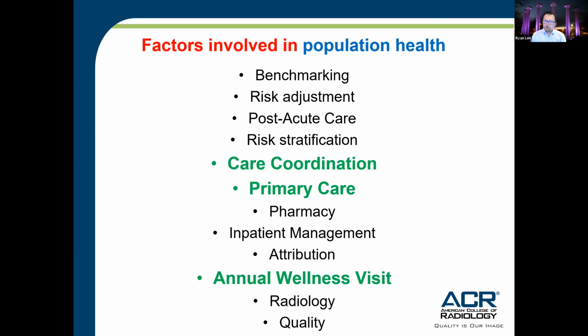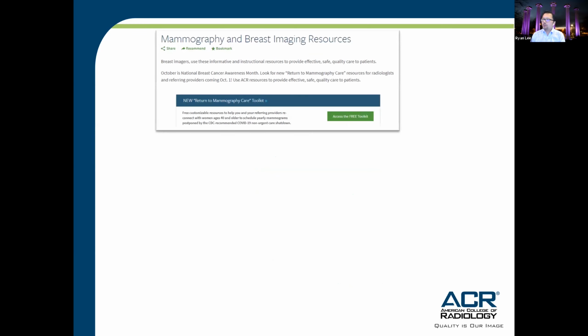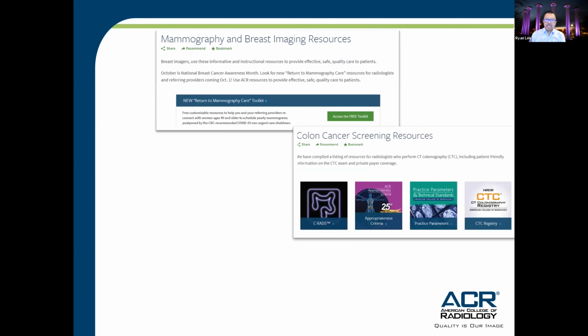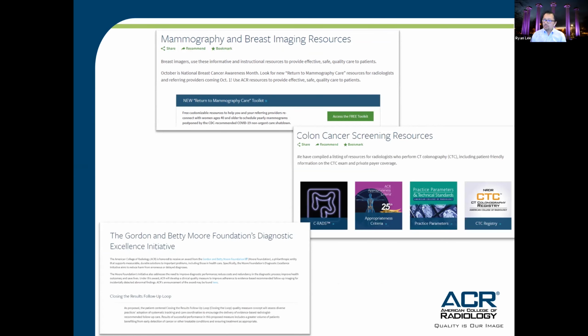Let's just take care coordination, primary care visits, annual wellness visits. I can give you so many examples of everything that we do in radiology, whether it's the women's imaging, managing patients from beginning to end, when they should be getting their screening mammograms, to coordinating with surgeons and pathologists. Colon cancer screening, same thing.